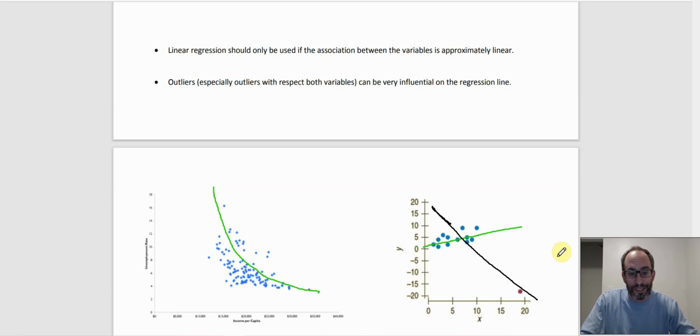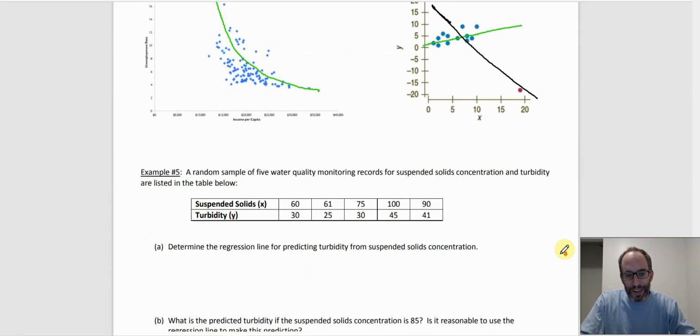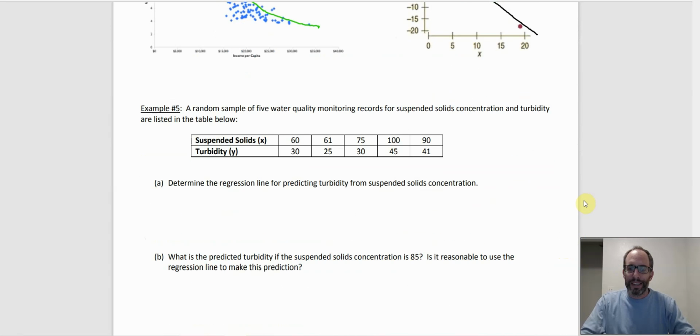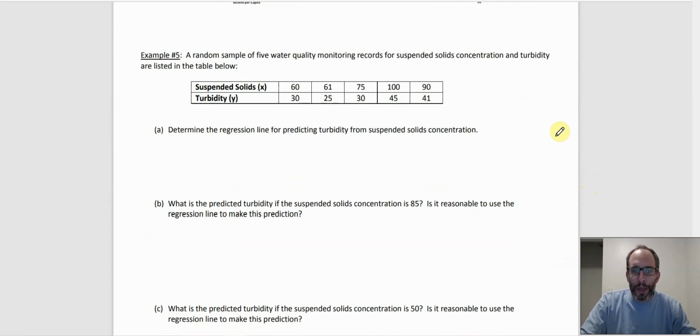especially if your data set's not very big. All right, then the last thing, and this kind of factors in extrapolation, is this other example. So turbidity is basically cloudiness, right? More turbid water would be cloudier water. So that's what the bigger numbers would signify.